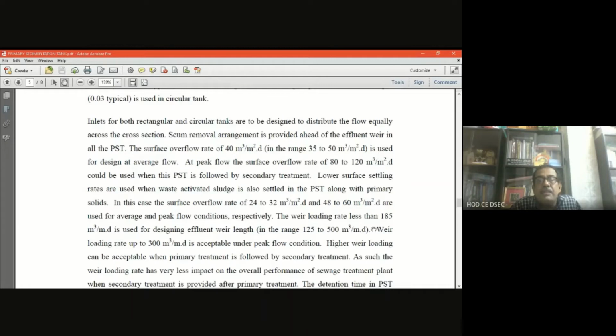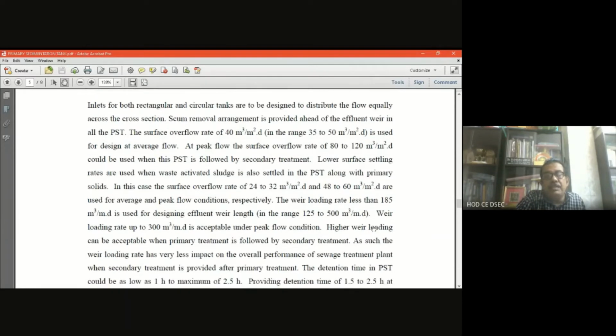At peak flow, the surface overflow rate, I am considering 40 meter cube per meter square per day. Kindly keep this value in your memory. It will be helpful for you to design the tank. That is considered for average flow. But in peak flow, the surface overflow rate considered is 80 to 120 meter cube per meter square per day. That means when you go for checking your PST, the primary sedimentation tank overflow rate against the peak flow, you must check whether it exceeds 120 meter cube per meter square per day or not. This is the significance of these things that I am going to tell.